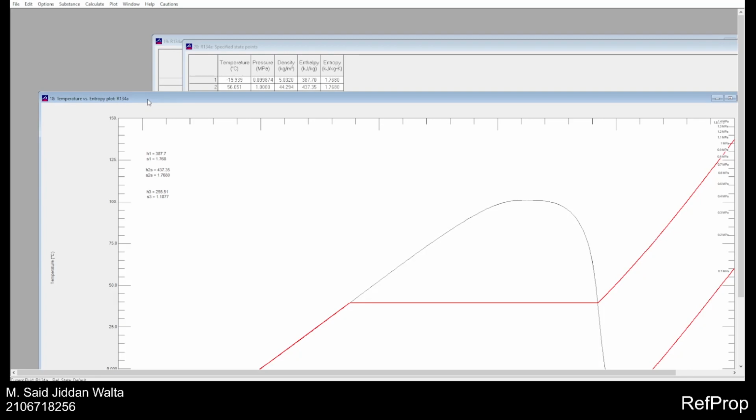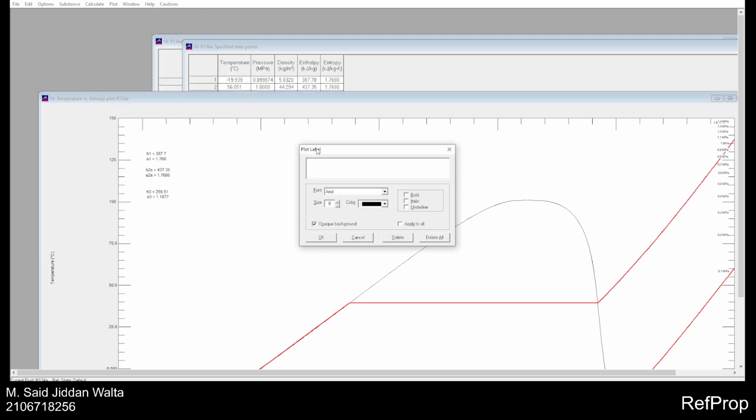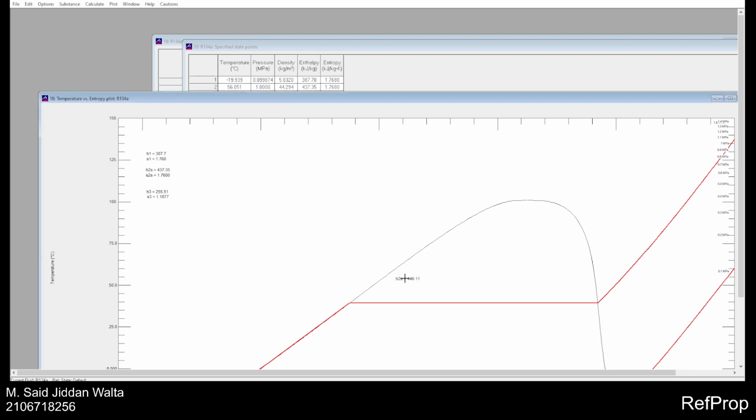Using these values for H2S and H1, we can find the H2 actual that we can work with, where we can use the isentropic efficiency of the compressor, which is 0.85, and the formula of the isentropic efficiency, which is H2S minus H1 over the H2 actual minus H1. And we can isolate H2 actual to find that the actual enthalpy of point 2 to be 446.11 kilojoules per kilogram. And so this is the value that we're going to be using to calculate.